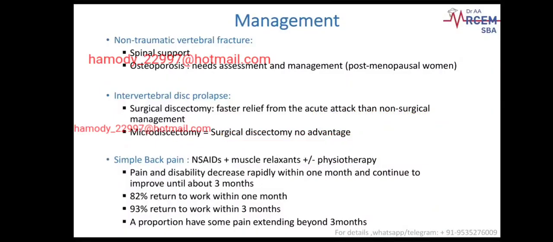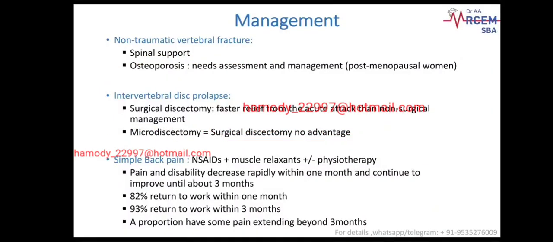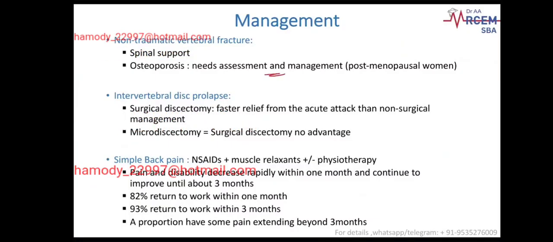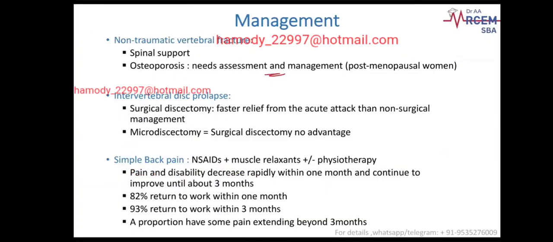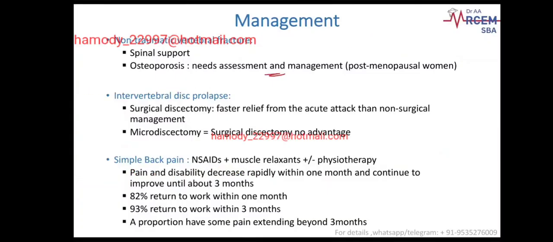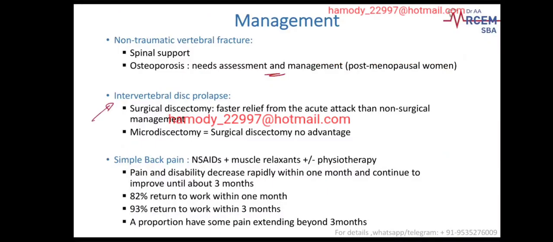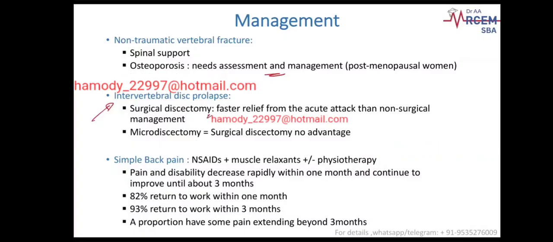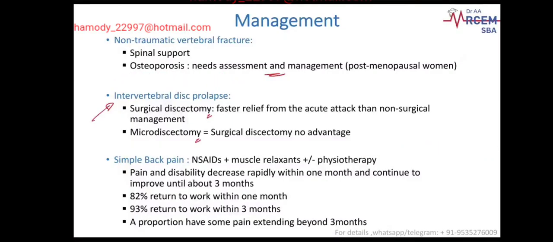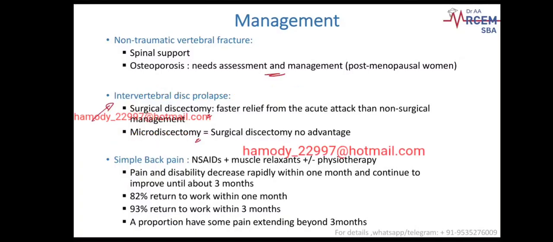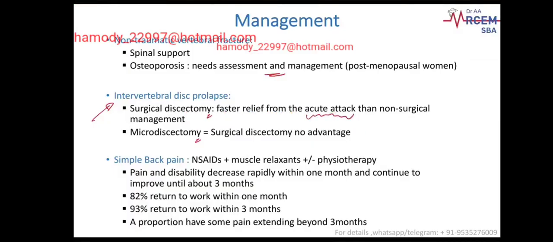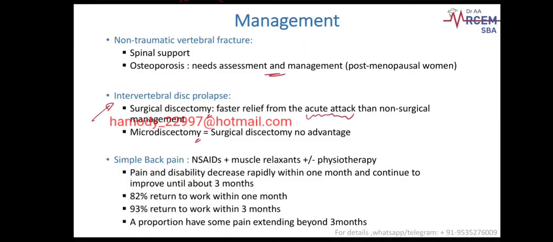What is the management? Non-traumatic vertebral fractures, for example due to osteoporosis, you just do conservative management. Commonly seen in postmenopausal women, spine support and conservative management, nothing specific. Intervertebral disc prolapse, you have two options: either a surgical discectomy or microdiscectomy. One is not superior over the other. This is better than conservative management because it gives faster relief from the acute attacks.